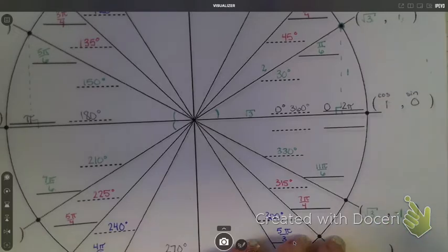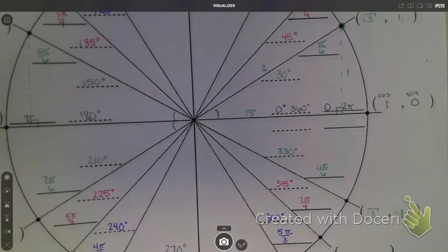Now, if I want the cosine, I look at the x, yes? And I throw a 2 underneath, because that's the hypotenuse, right? Okay, so the absolute value of the cosine for 30, 150, 210, and 330 is all square root of 3 over 2. And then you just have to decide what quadrant they're in to know if it's negative or not.